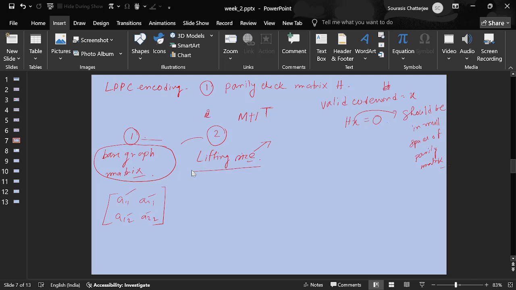But what is the minimum code rate for base graph 2? The minimum is actually 1/5 for base graph 2.